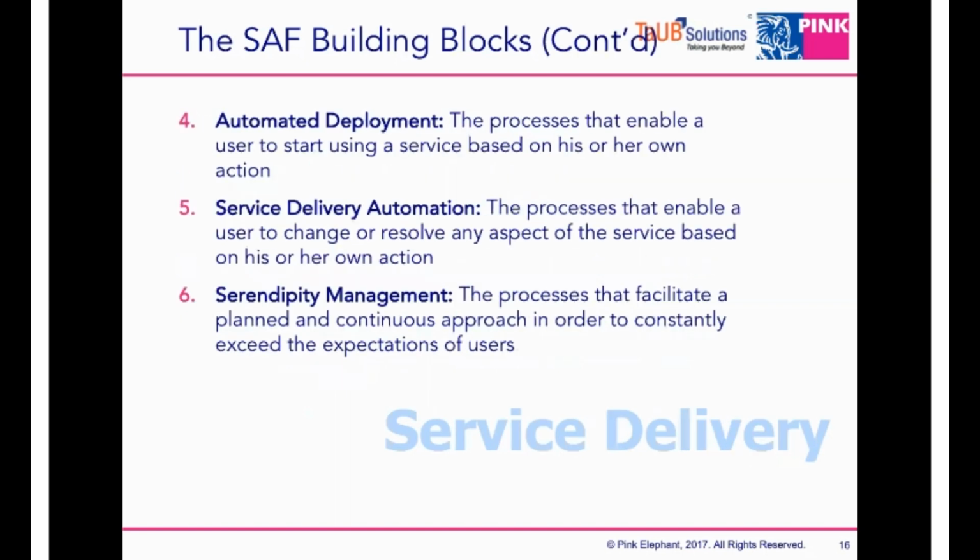The outer rings consist of processes. We already discussed automated deployment and service delivery automation. And those processes are what organizations need on a day-to-day basis to make sure that their services keep up and running. The last process block, serendipity management, really facilitates a planned and continuous approach to make sure that people stay with your organization. So to constantly exceed the user expectations. That's what we try to do in this approach.